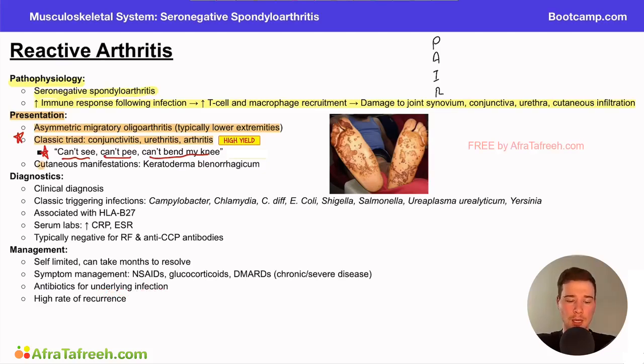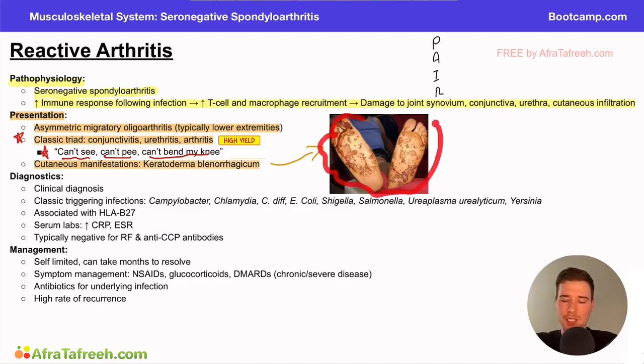Now, one pretty unique cutaneous manifestation I want you to keep in mind is this one right here called keratoderma blennorrhagicum. And this is seen in this image right here. And what we're seeing is excessive keratinization or excessive amounts of hyperpigmentation on the feet. And this is a very classic physical exam finding of reactive arthritis, also formerly called Reiter syndrome.